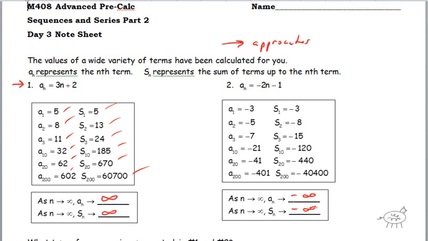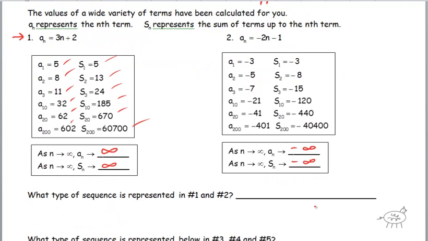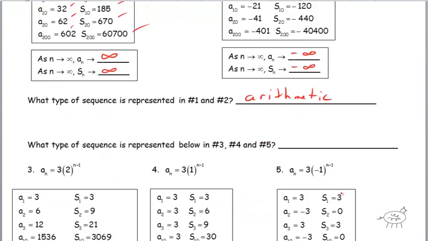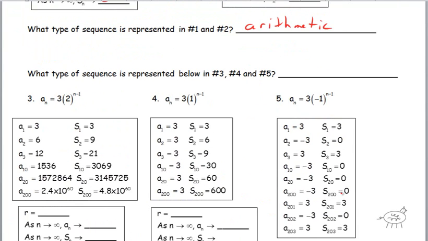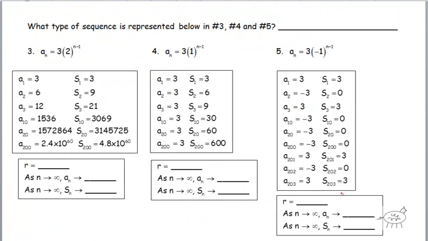Underneath here it says what type of sequences represent number 1 and number 2. You should recognize it: a sub n equals 3n plus 2, and a sub n equals negative 2n minus 1. This is from the first part of sequences and series. These are both arithmetic. That's important.